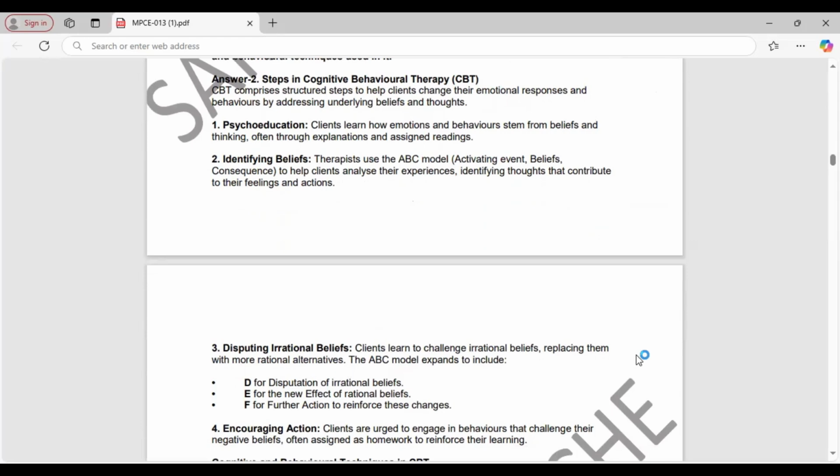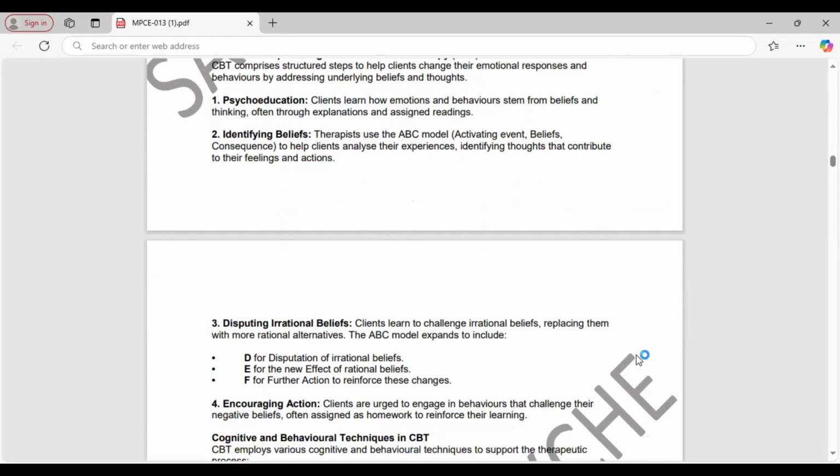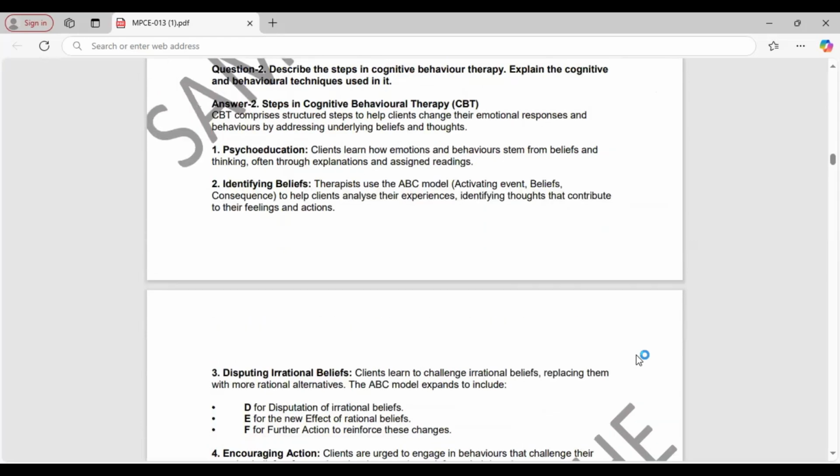The steps include the first step, psychoeducation, or understanding the connection between emotions, behaviors, and beliefs. This initial step helps clients recognize how their beliefs influence their emotions and behaviors, and it involves explanations from the therapist and assigned readings for the client to deepen understanding.